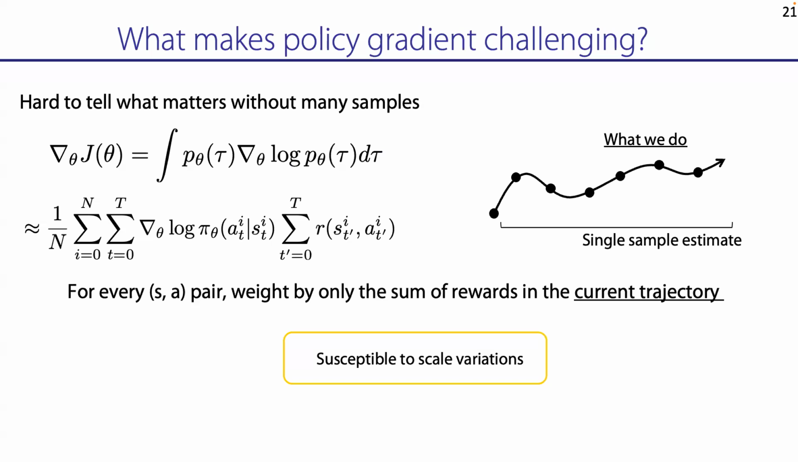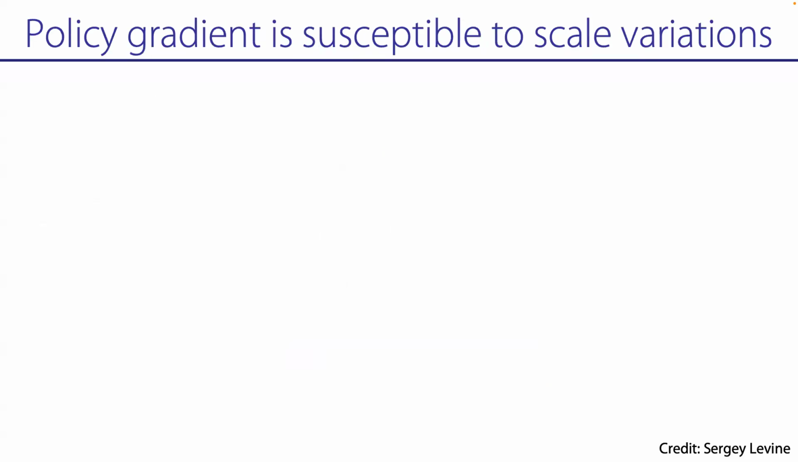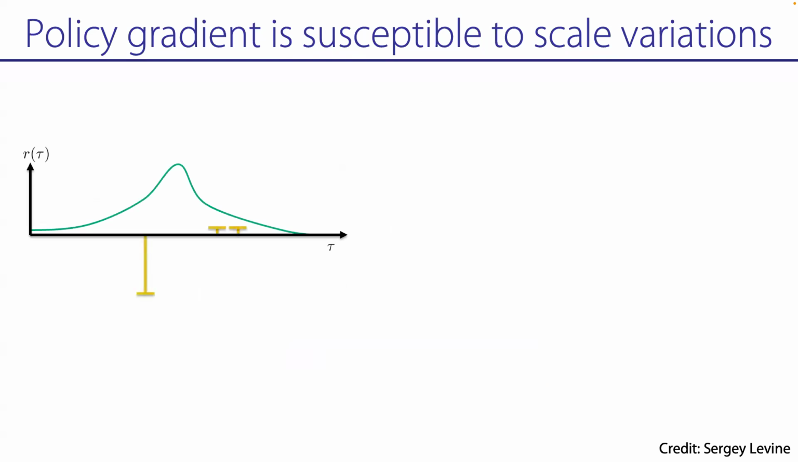The second thing we're going to consider is scale variations. What do I mean by scale variations? This is a slide I stole from Sergey. In this figure, you have trajectories on the x-axis, and their likelihood is plotted through this curve, and their rewards are plotted through these lines. You can see that I start by getting these three trajectories. Two of them have reward slightly above zero, and one of them has big negative reward. It's going to give me some gradient that moves this way.